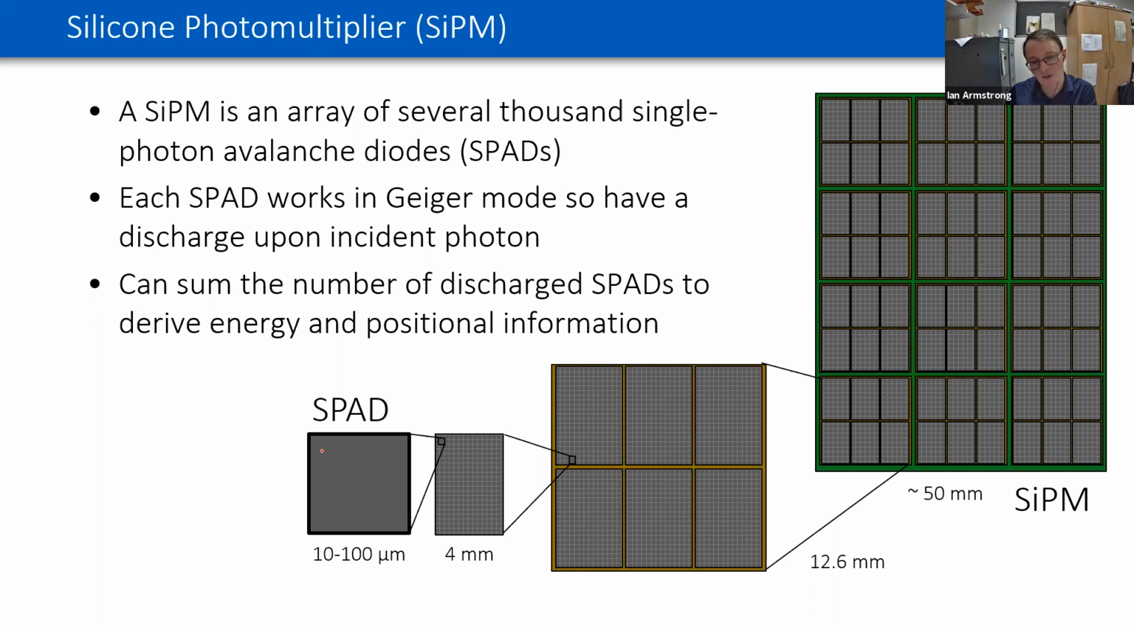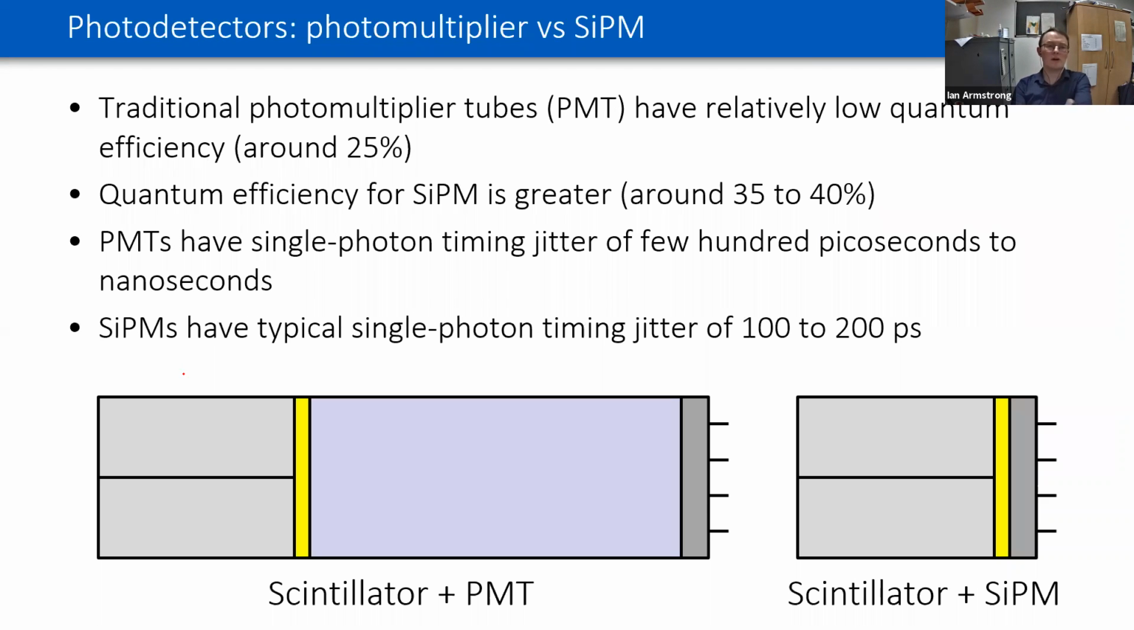So what we get then is if we put thousands of these detectors onto a module, we can then sum up the signals from each one of these individual SPADs to do things like the energy measurement and the positional measurement on our scintillation crystal, which sits on top of our silicon photomultiplier array and takes the place of our photomultiplier tubes. So what are the gains with silicon photomultipliers?